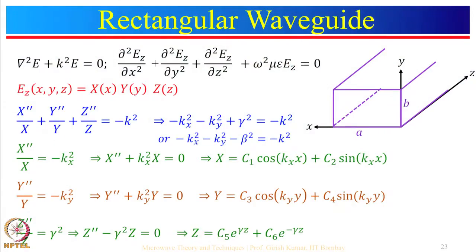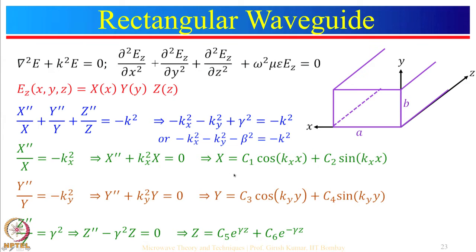And if we take positive signs of these constants, then the solution of this type of equation will be an exponential function that will represent an attenuating field or a non-propagating field or an evanescent field. So, for propagation of the waves the negative signs are considered. We will get this type of second order differential equation. From here we can get X, Y and Z.